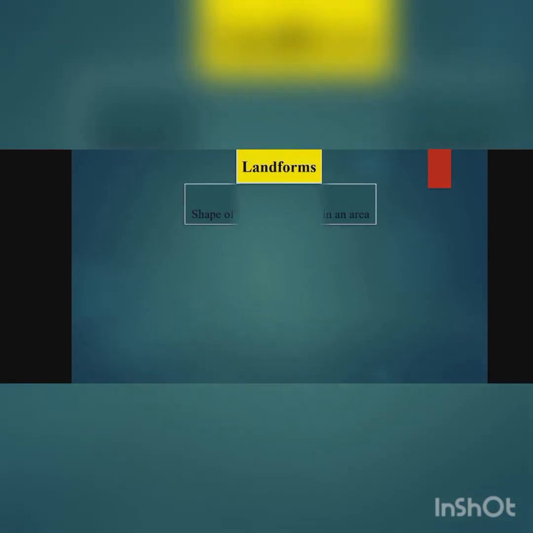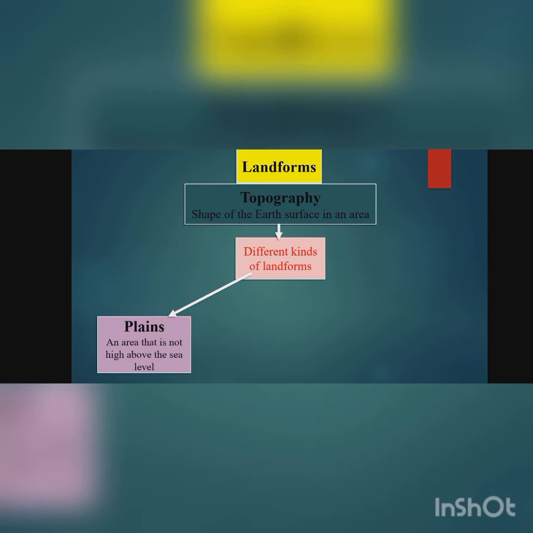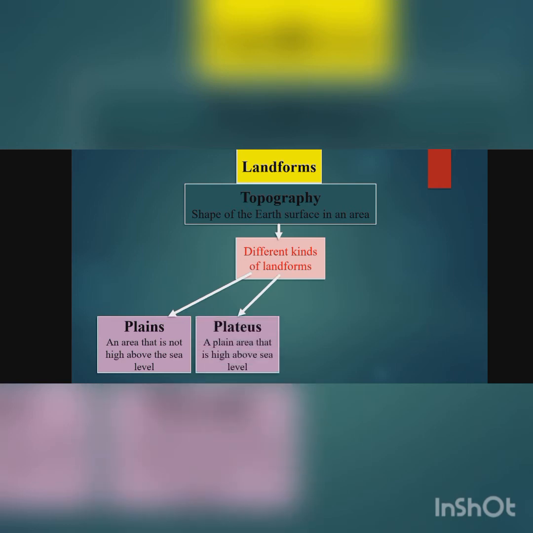So, again, we will see what landforms are. First of all, you should know what topography is, and topography is the shape of the earth's surface in an area. Then we have different kinds of landforms. First one is plains, and a plain is an area that is not high above the sea level. We have already discussed plains and plateaus. A plateau is a plain area that is high above sea level.